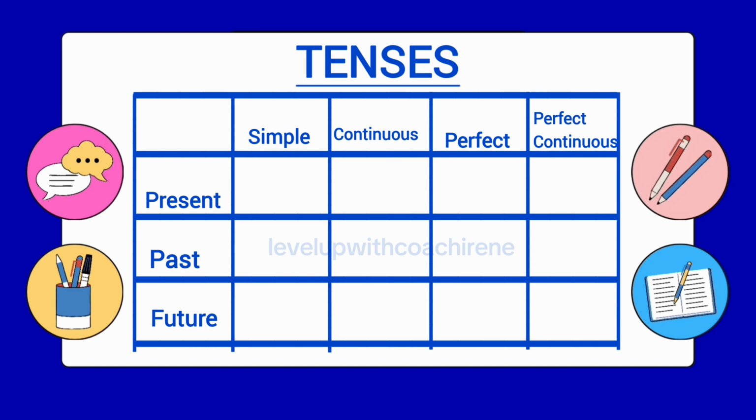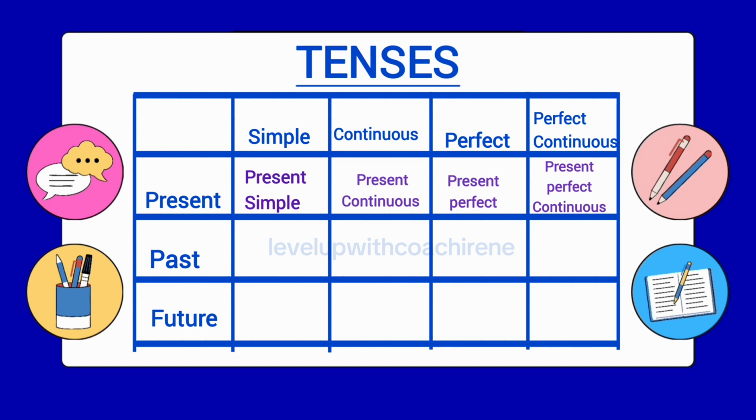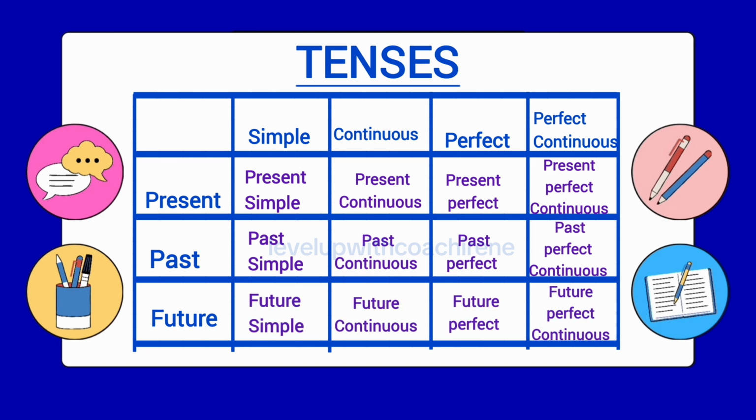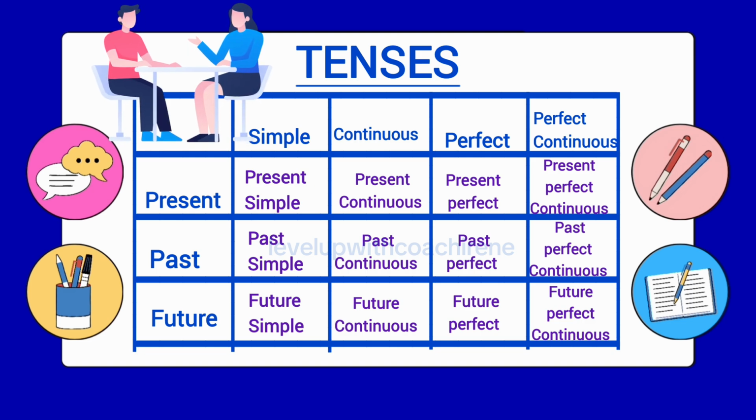The present time and the simple aspect make present simple. Same with present continuous, present perfect, and present perfect continuous. Same thing applies to past time and the four aspects: past simple, past continuous, past perfect, past perfect continuous, and also the future time, which include future simple, future continuous, future perfect, and future perfect continuous. All these 12 tenses are what we're going to be discussing in this lesson.